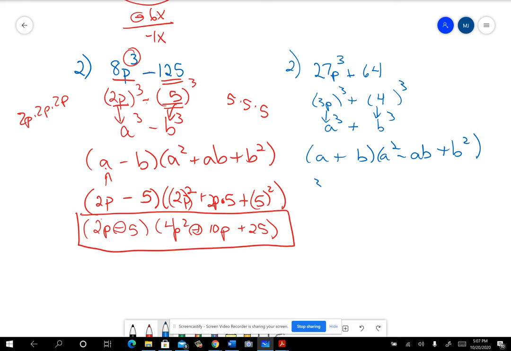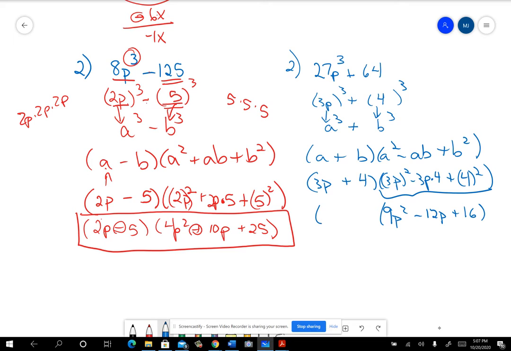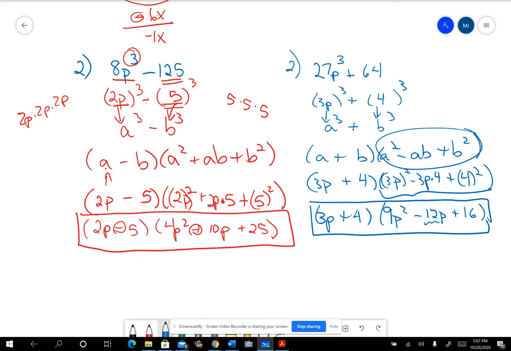And so everywhere there is an A, I'm putting 3p. Everywhere there is a B, I'm putting a 4. So 3p squared minus 3p times 4 plus 4 squared. And then just like before, you want to clean that up. That's going to be 9p squared minus 12p plus 16. And then don't try to break that down anymore. This will always be too small. It looks like it should break down, but it won't. The formula stopped here because that's as far as that can go. Okay? All right, so that's that one.